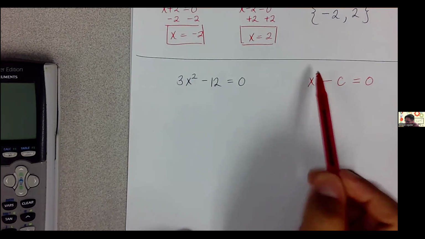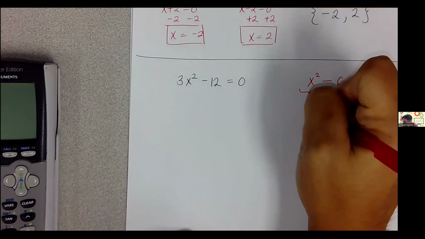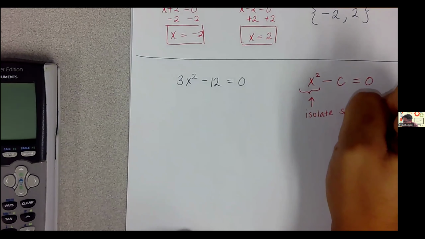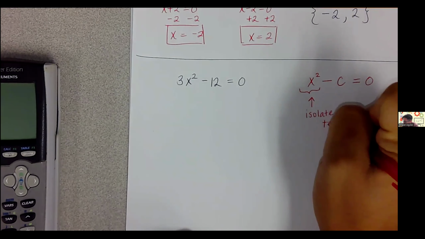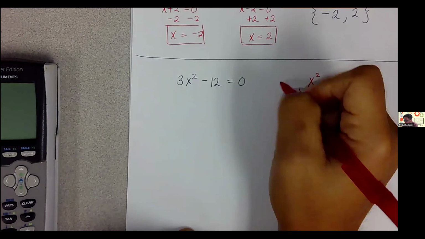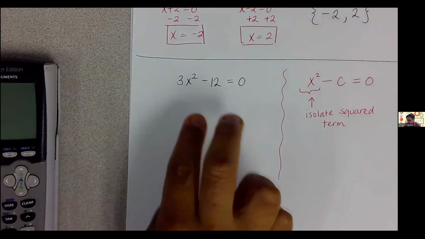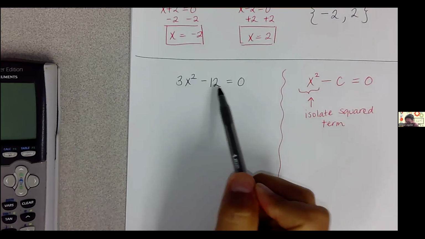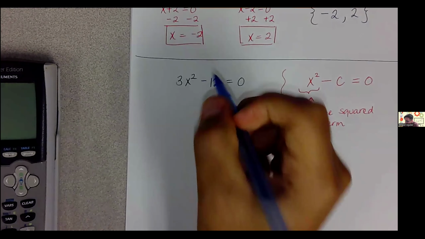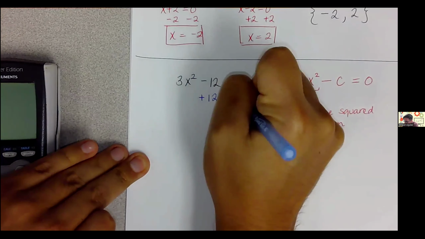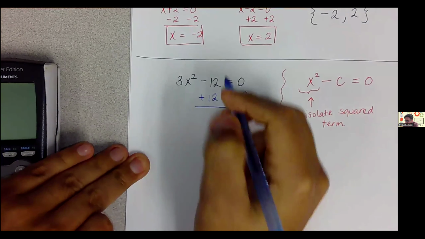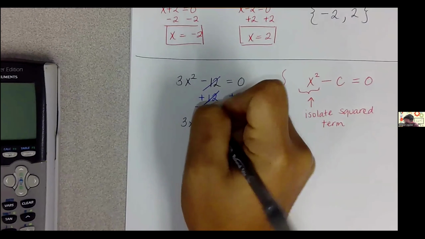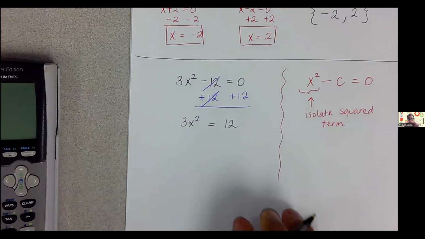Okay. So what you might say to yourself is, similar to solving a linear equation, we want to get the x squared by itself. So what if we isolate the squared term first? Let's think about what that's going to look like in this problem. If I wanted to cancel out this -12, all we need to do is add 12 to both sides of the equation. So -12 plus 12, those guys cancel out. And now we have 3x squared is equal to +12.